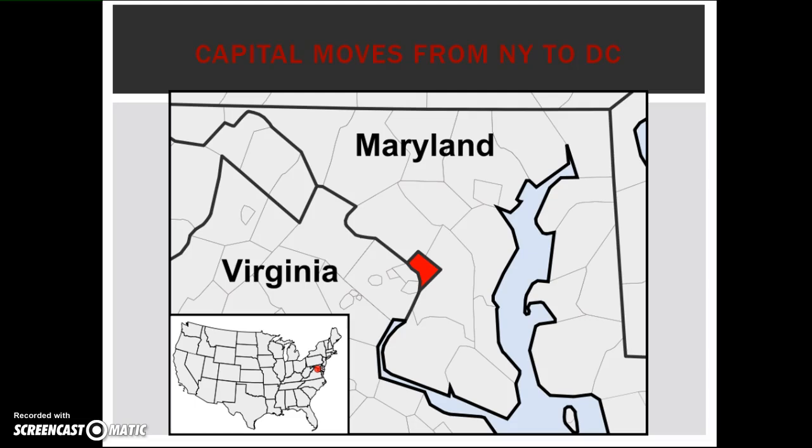Virginia was so eager to have the capital closer to them because the closer you are to power, the more you get of it. Also, the capital would bring a lot of money to the state of Virginia.